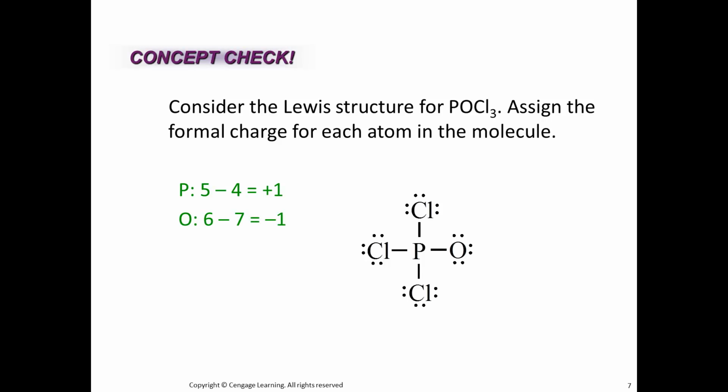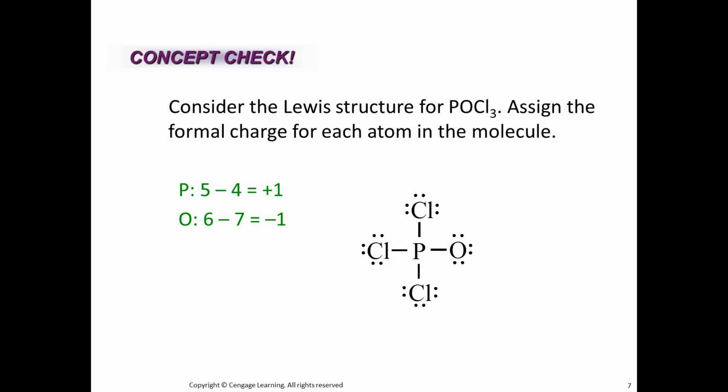Next, oxygen has 6 valence electrons. So we have 1 shared pair and 3 lone pairs on oxygen. So that's 6 electrons from the lone pairs plus 1 from the shared pair to give us 7. 6 minus 7 is -1.